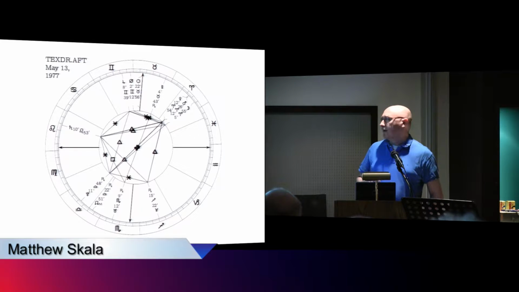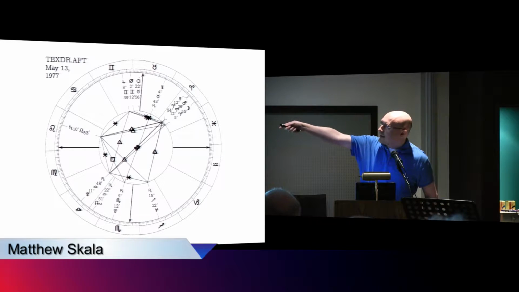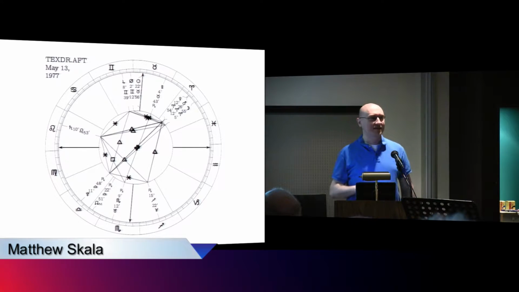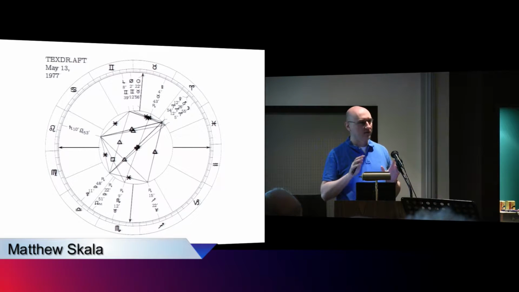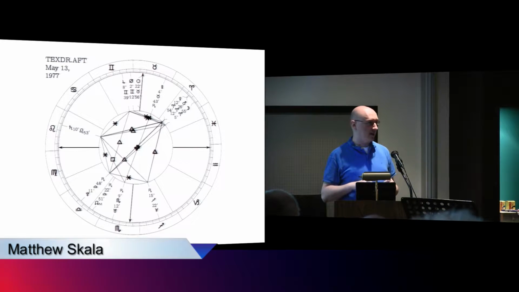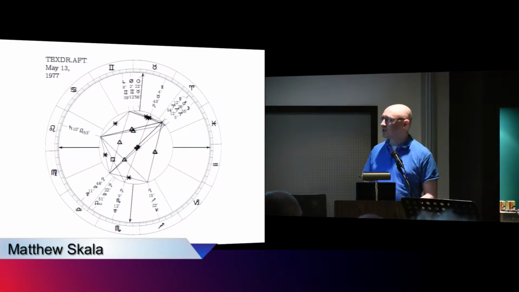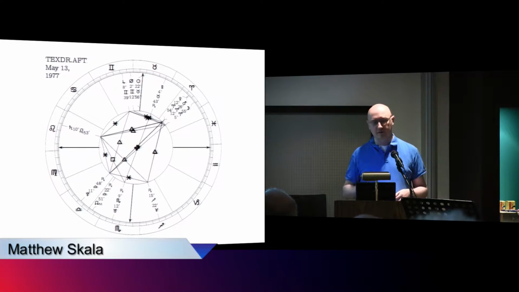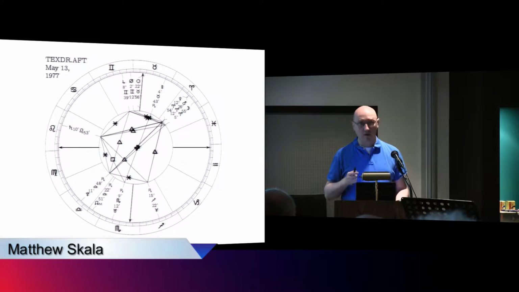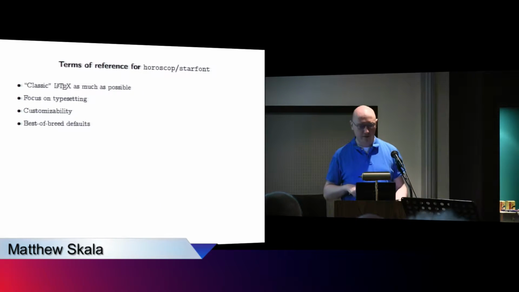This is a mundane horoscope of the TeX draft from May 13, 1977. It's one of Knuth's first documents that he generated describing what TeX would be all about. I didn't have the time of day. I'm not sure there would even be a meaningful time of day for that one event in time. So this is just cast for noon on the recorded day in Stanford, California. We'll come back to that chart later.